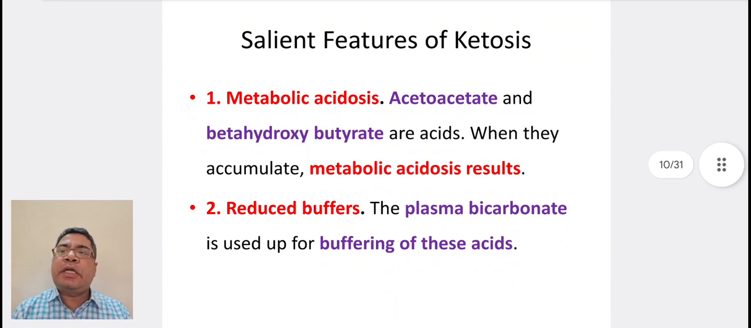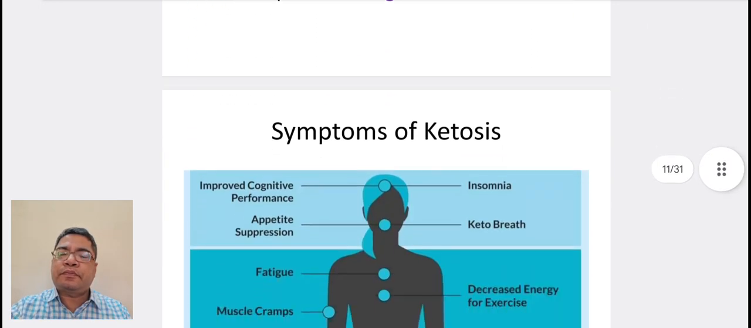Coming to the salient features of ketosis. Metabolic acidosis. Acetoacetate and beta-hydroxybutyrate are acids. When they accumulate, metabolic acidosis results. Reduced buffers. The plasma bicarbonate is used up for buffering of these acids.